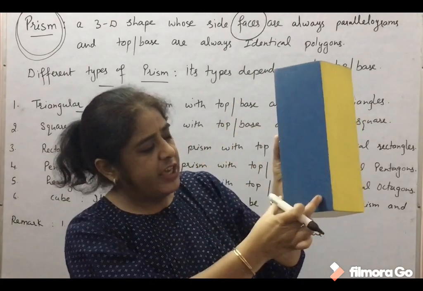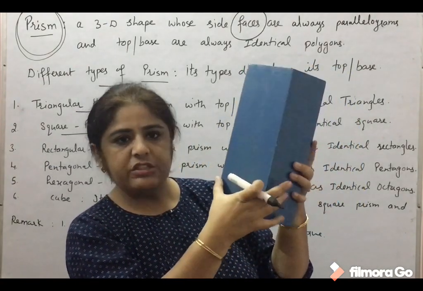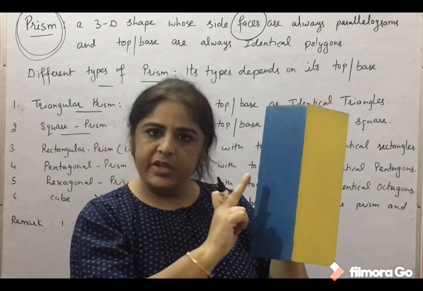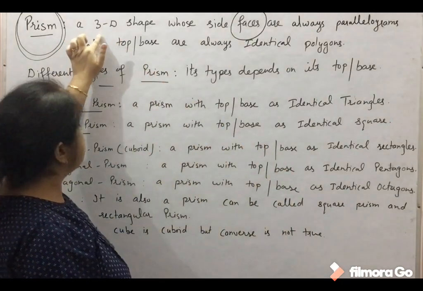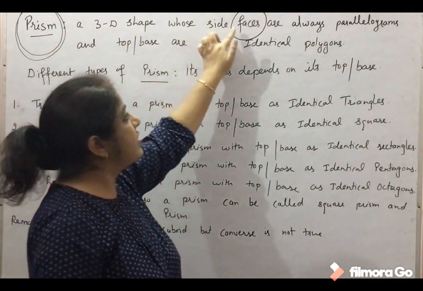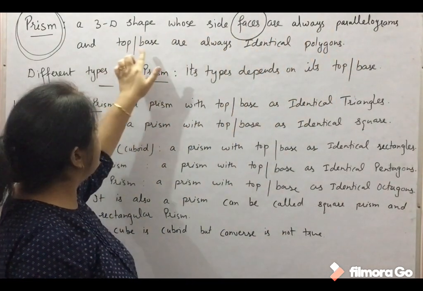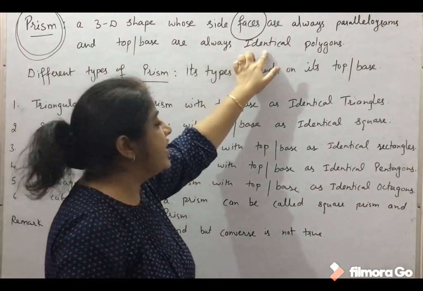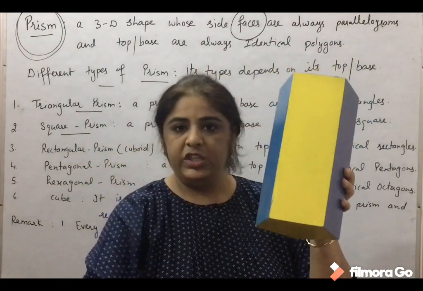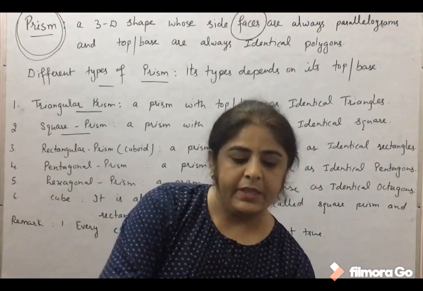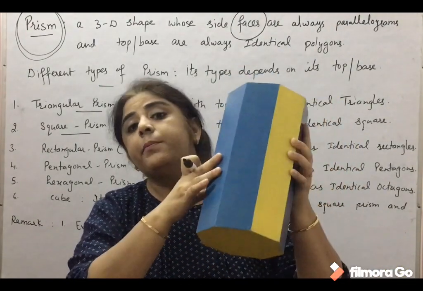And here in this shape we also observe that each face is a rectangle, and every rectangle is a parallelogram. So students, what are prisms? Prisms are 3D shapes whose side faces are always parallelograms and whose top and base are always identical polygons. So all the shapes we have observed here are prisms.